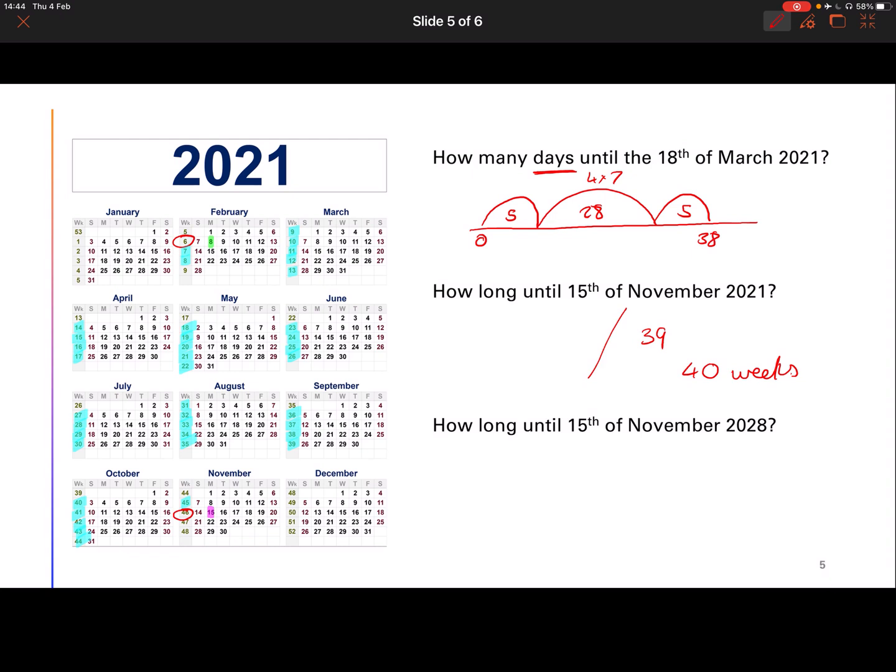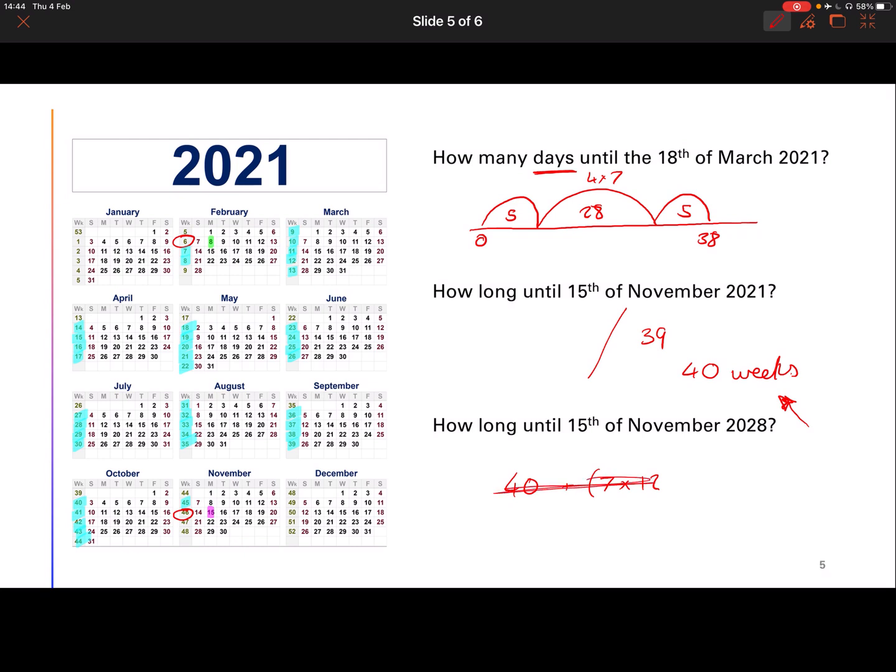How long until the 15th of November 2028? Well, it's exactly the same as this, but it's 7 years in the future. So it's 40 weeks plus 7 years, and a year is 12. That's in months, isn't it? So at this point, you'd do it in months, wouldn't you? I don't think you'd do this in weeks.